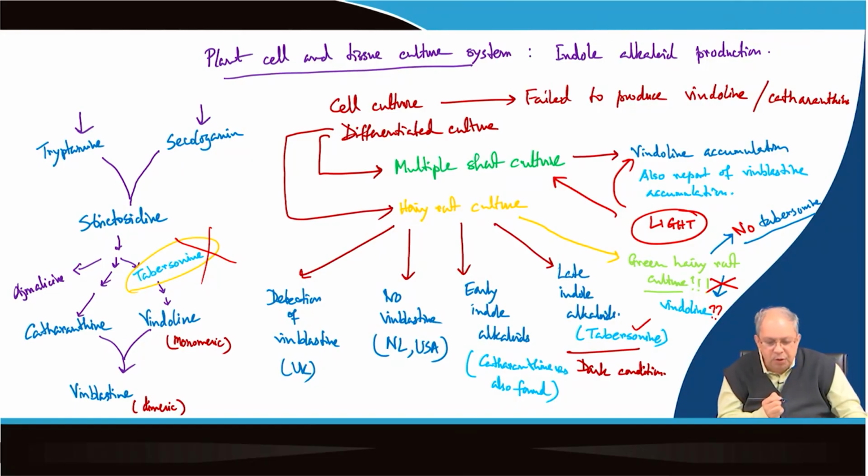So, what I am going to see now is the concept of cell culture. The cell culture failed to produce vindoline and catharanthine, but they are producing ajmalicine, ajmaline, serpentine, all these things. So, these alkaloids are also important.